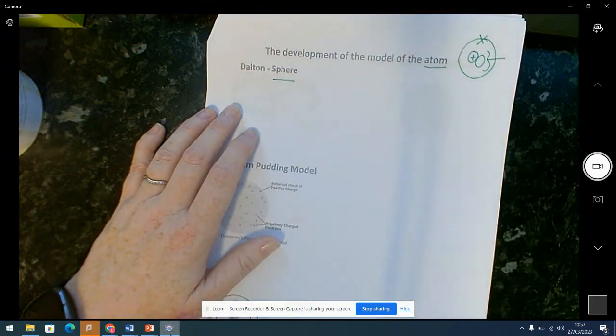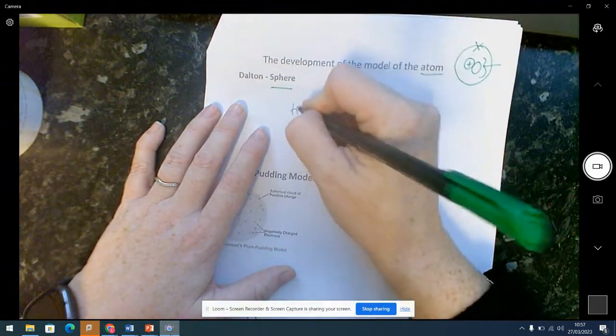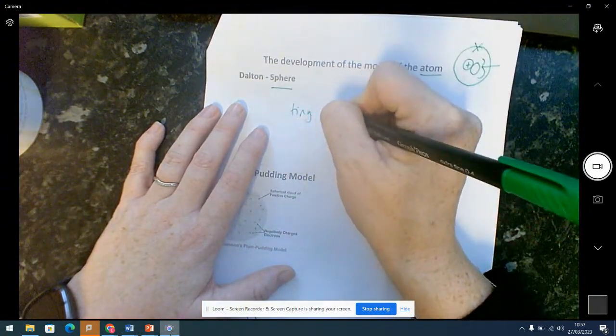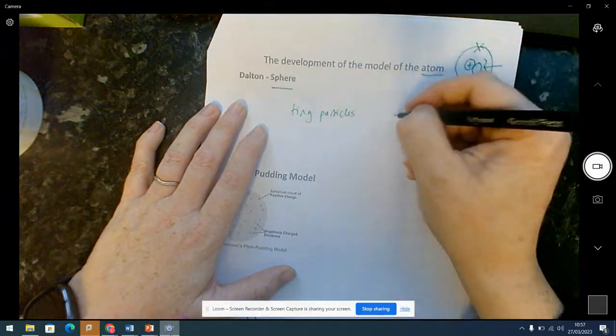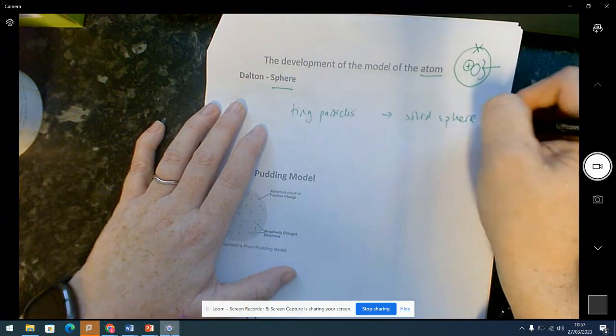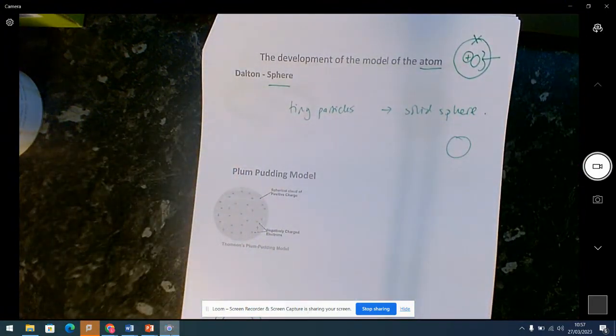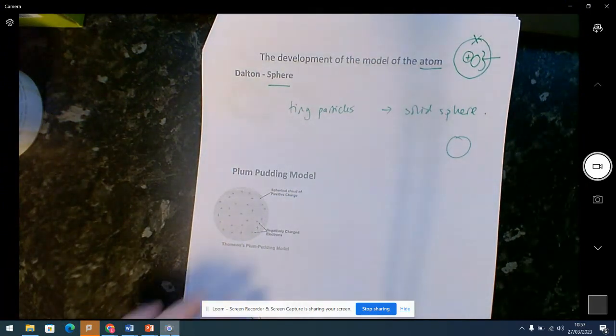Just to be aware, he was kind of the first person who came up with this idea of atoms being tiny particles that are solid spheres, so spherical in shape. He was the first person to come up with this idea of the atom being tiny.